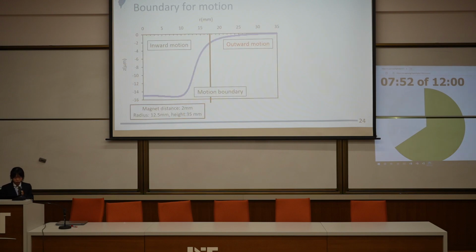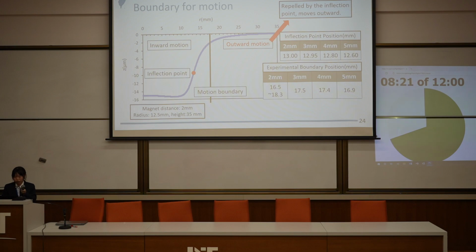Now we're trying to find the boundary of the motion. This is the boundary that we found between moving out and moving in our experiment. We did various trials, and for the inflection point, we can see in this graph there is an inflection point within our dent. This blue line is our dent. When it's repelled by the inflection point, it should move outward, like at this boundary, but that's not the case. You can see that there's clearly a difference right here.